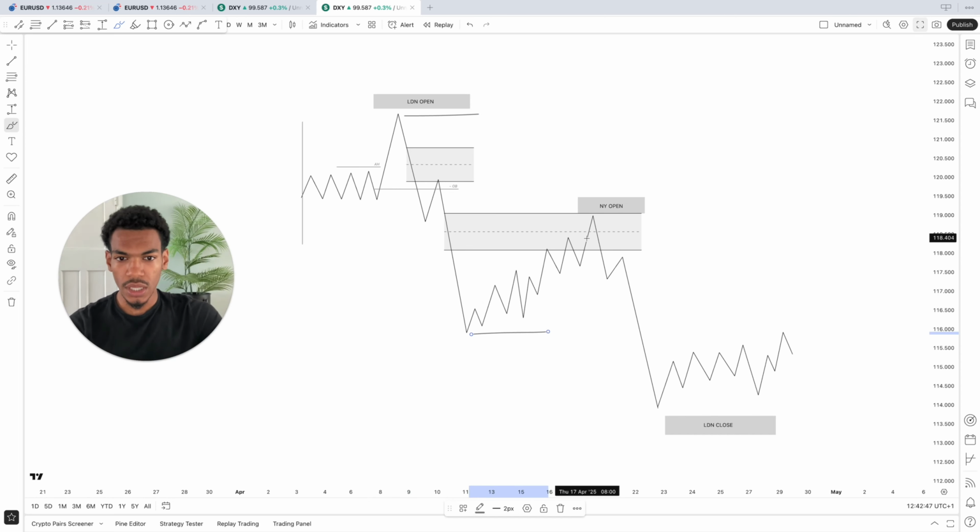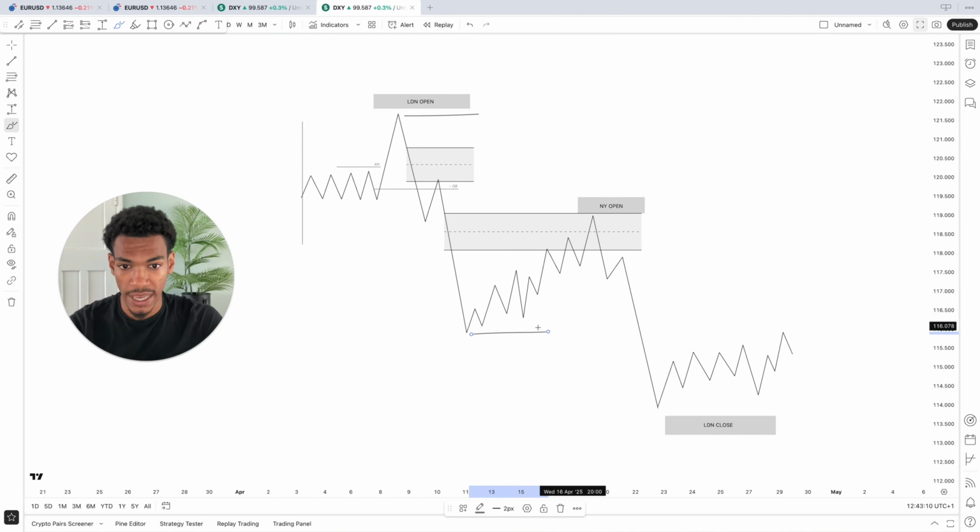Now, what I want you to understand is that when I have these sessions marked out, these are not the only times you can trade, right? This kill zone theory is very flawed. You can see these expansions happen at any time. Yes, in terms of probability, when they're most likely to happen is at these times, but that doesn't mean you should only be entering at these times. That is something I wanted to make clear.